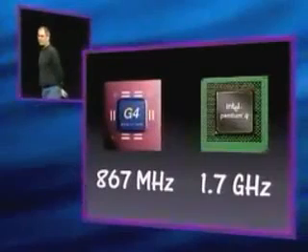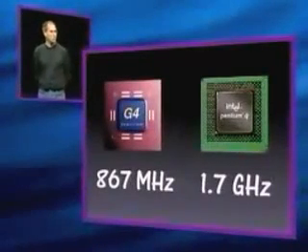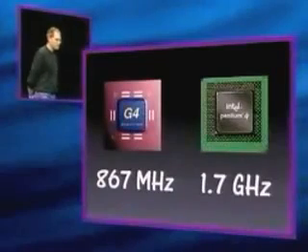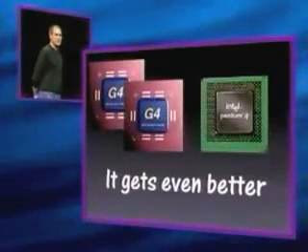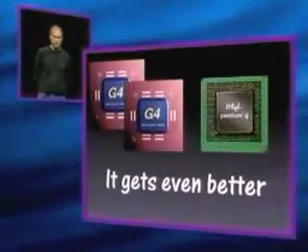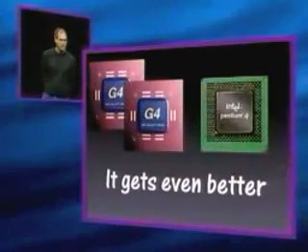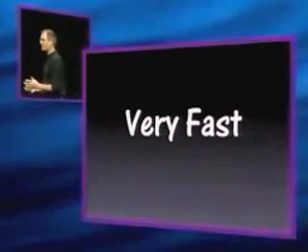So, again, the megahertz myth. An 867 megahertz G4 can be as fast or even faster than a 1.7 gigahertz Pentium 4, and it gets even better when you add two G4s in the multiprocessor model. So these things are very, very fast.